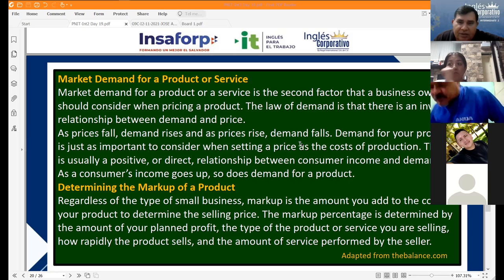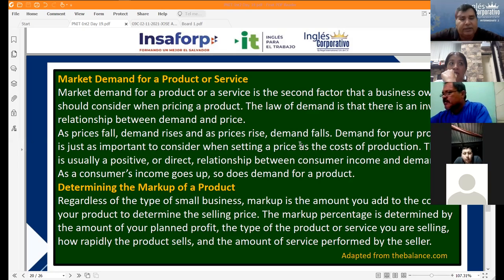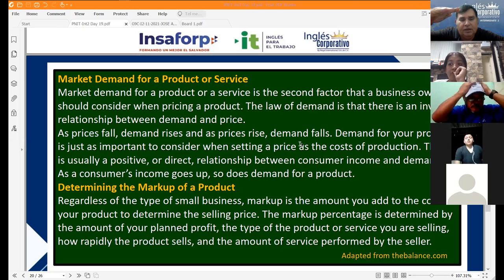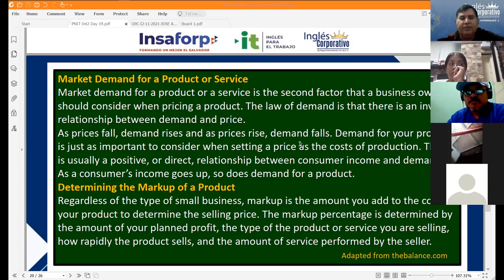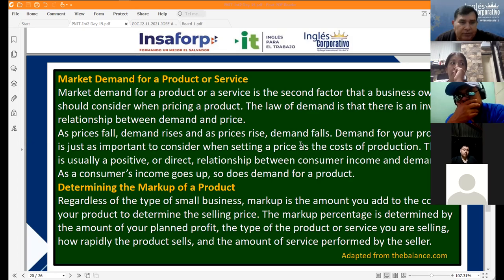Teacher, how do you understand that? Okay. You set the price here. And the people say, no, it's too expensive. And people don't buy it and ignore your product. So you lower the price. Lower the price. And then people say, ah, now yes. And then they begin buying. So the demand grows. Okay, so that would be the next one.